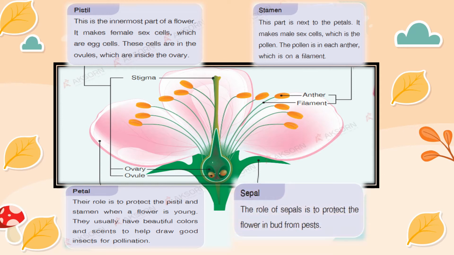So next is the sepal. The role of sepals is to protect the flower in bud from pests. The role of this part is to protect the whole flower from bad insects, and they help the flower grow and stay healthy. So now again we have pistil, stamen, petal, and sepal.